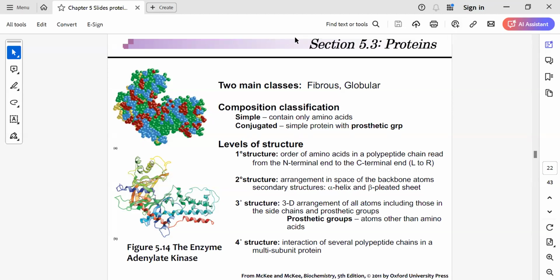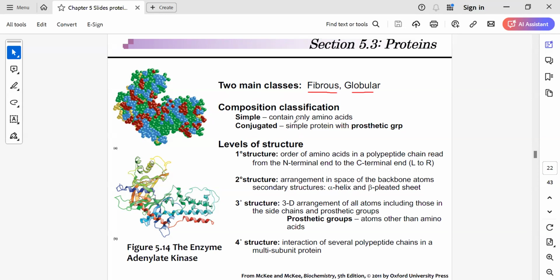So we also have two main classes of proteins, and these classes depend on the shape of the protein. We have fibrous proteins and globular proteins, and we also talk about this very well. And then we have the classification by composition.